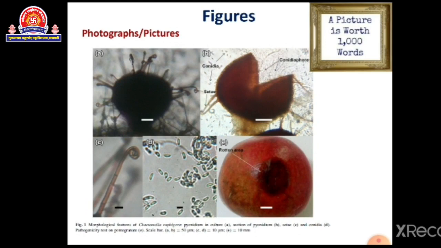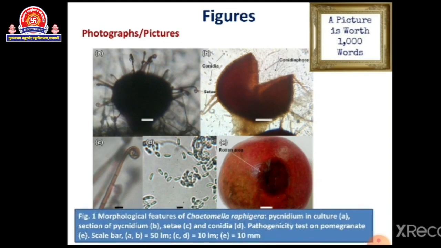Figures are of different types. Now you can see in this figure, this is a single figure, but there are several subsections which are mentioned as A, B, C, D, E. You can mention these subsections in what is written in the blue box, which is called a figure caption.